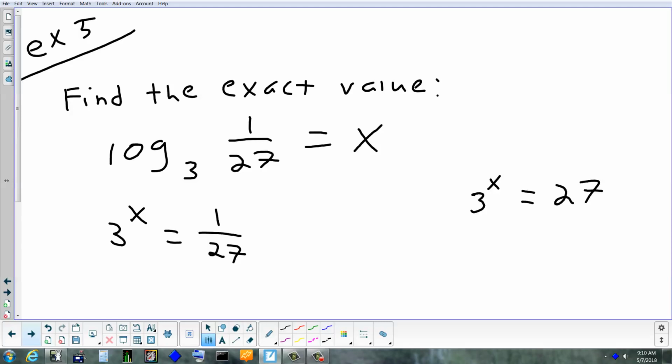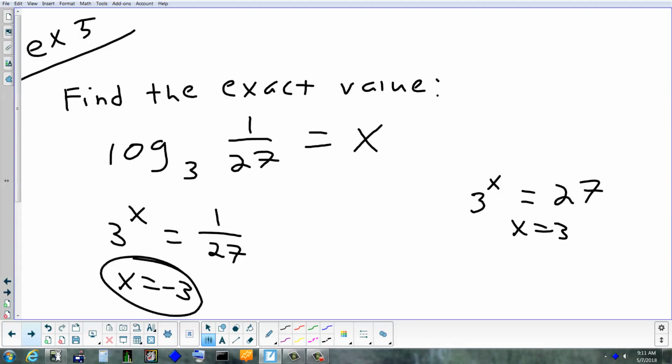3 to what power would give me 27? Yeah, 3 to the 3rd power. So for this problem, x would be 3. But here, you don't want to get 27. You want 1 over 27. You want it to flip. So does anybody remember what kind of number you need for an exponent that causes you to get a fraction? Yep, Ethan? Negative. A negative. So the answer here is negative 3.